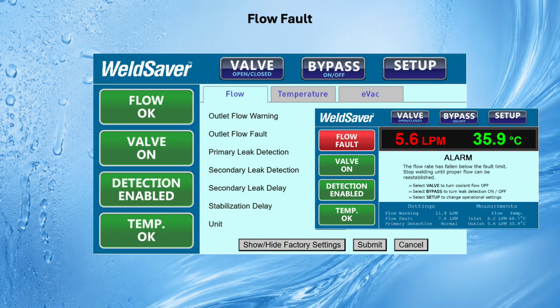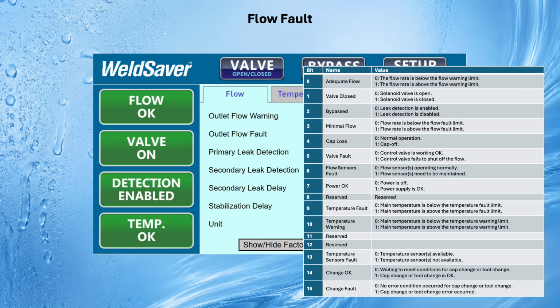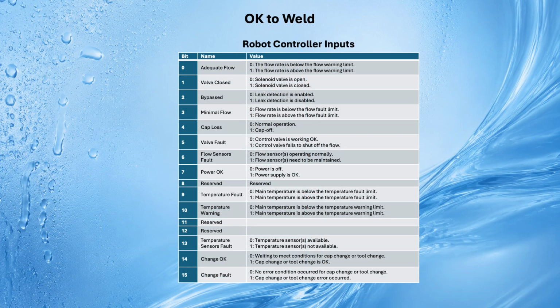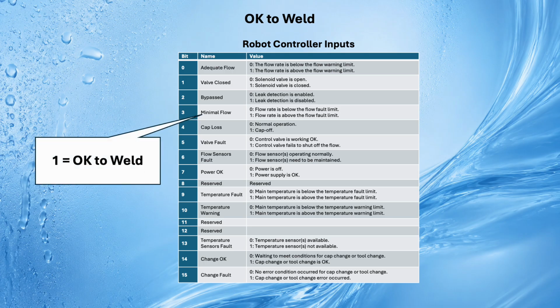When the flow rate falls below this fault level, the flow status indicator on the main page will change to red. At the same time, the minimal flow bit on the control interface will change from 1 to 0 to alert the robot controller. And here's a little trick to optimize your robot controller efficiency. The minimal flow bit also drops to 0 when a cap-off is detected. You'll want to immediately halt welding in either case, so the robot controller can treat the minimal flow bit as an OK to weld status bit.